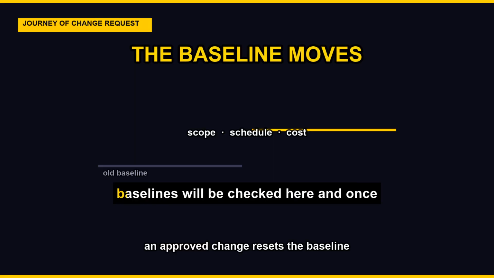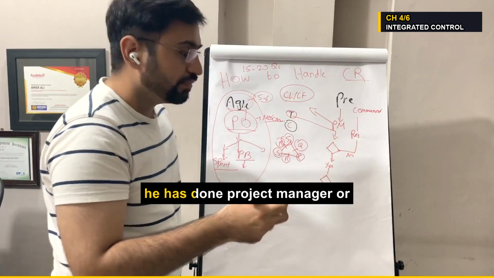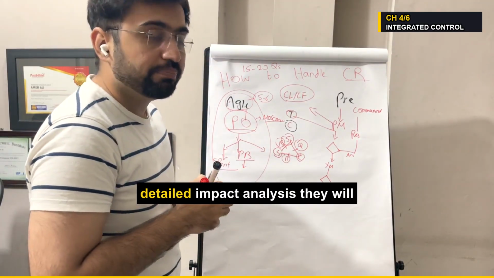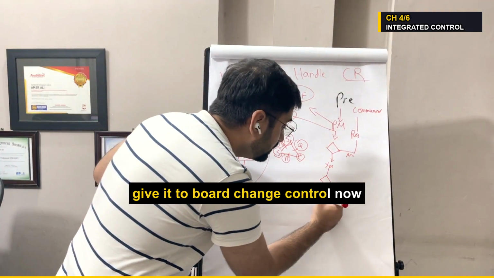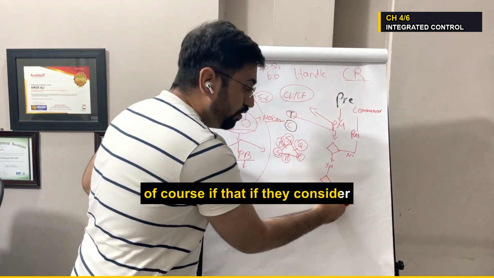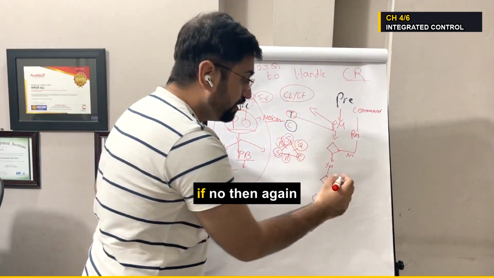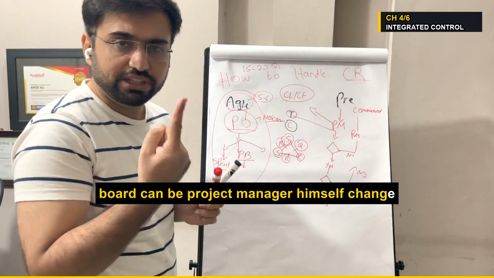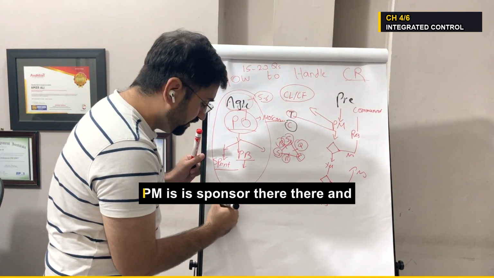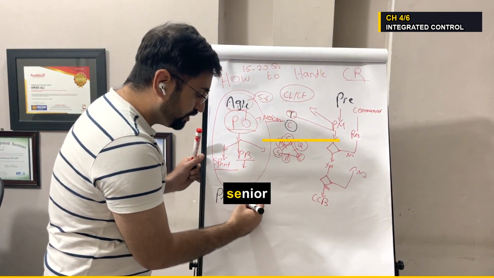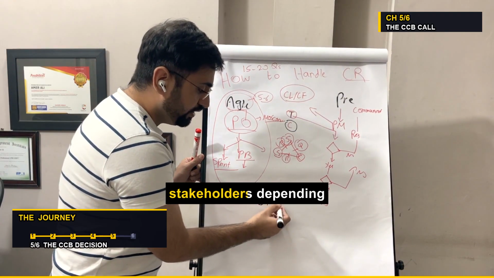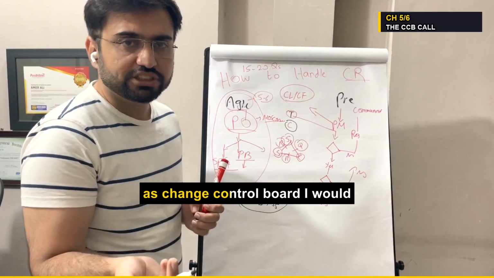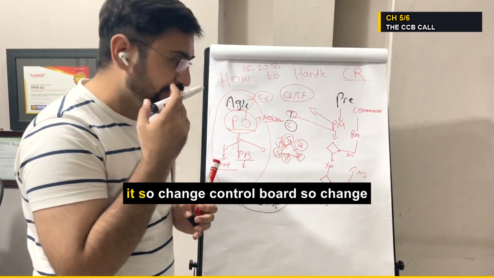All the plans, all the baselines will be checked here, and once the project manager or the project management team has done a detailed impact analysis, they will give it to the change control board. Now of course, if they consider the change important; if not, then again we communicate. Now the change control board can be the project manager himself. The change control board has the project manager, the sponsor, and senior stakeholders. Depending upon that, some people call this a steering committee, some people call it a change control board. I would recommend calling it a change control board.